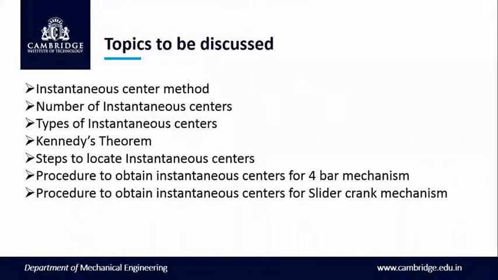The topics to be discussed related to instantaneous center methods are: first, what is an instantaneous center, then how to determine the number of instantaneous centers, types of instantaneous centers, then statement and derivation of Kennedy's theorem, steps to locate instantaneous centers, a brief procedure to obtain instantaneous centers for a 4-bar mechanism, and a brief procedure to obtain the instantaneous centers for a slider crank mechanism.